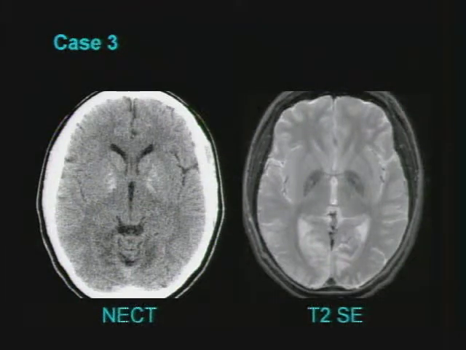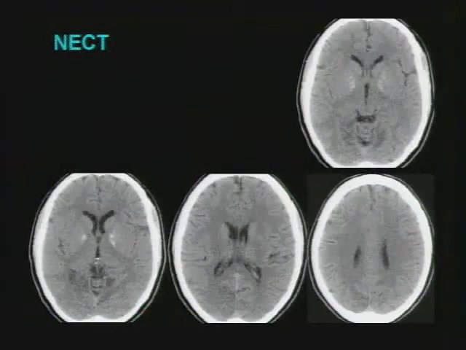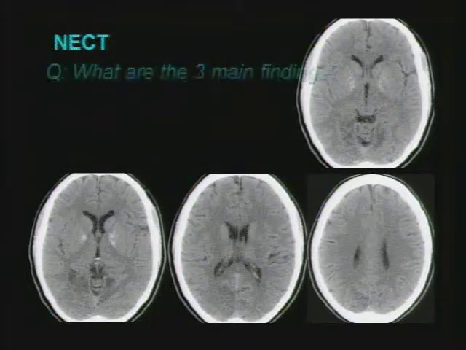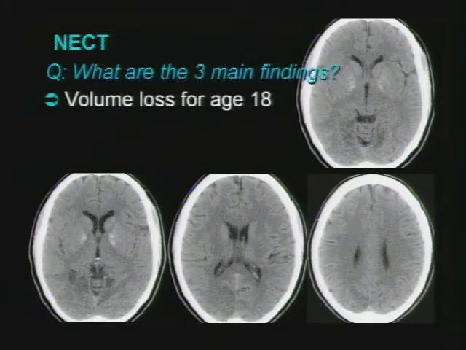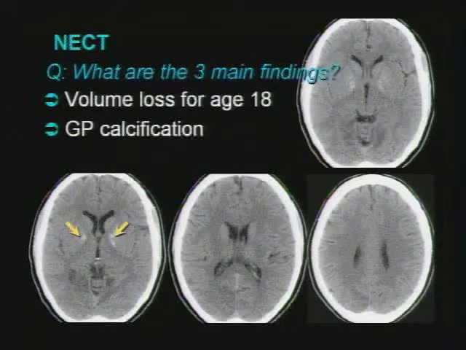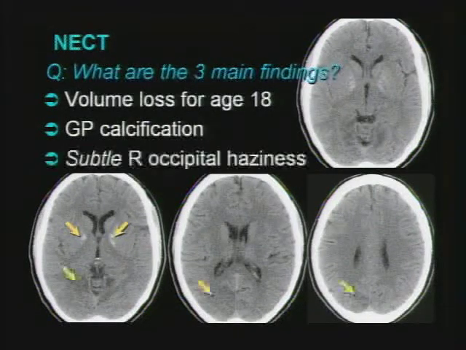So there are a couple of abnormalities on these scans. Let's look at her CT first. So what are the 3 main findings? 1, this is not a great 18-year-old brain. She's got some volume loss, so there's something going on here. She has calcifications of the globus pallidus at the age of 18. This is not normal. And there's very subtle right occipital haziness, which may account for her visual symptoms.